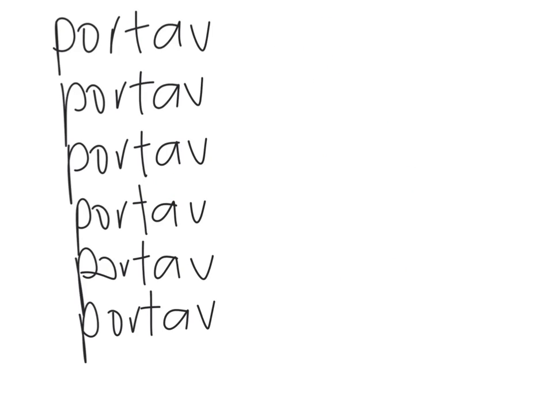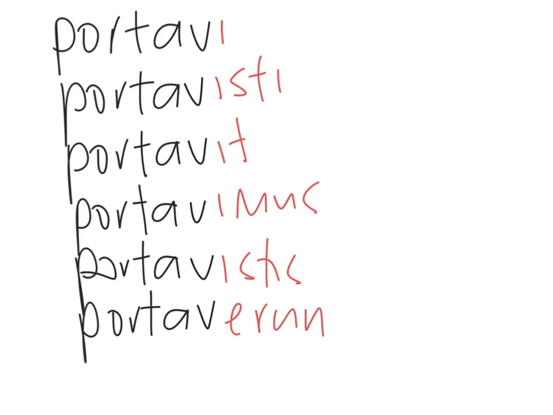The perfect tense often has a slightly different stem that makes it easy to recognise. So the verb porto has a V in it, which is how we recognise that it's the past tense, and it goes portavi, portavisti, portavit, portavimus, portavistis, and portaverunt. And these all mean carried.